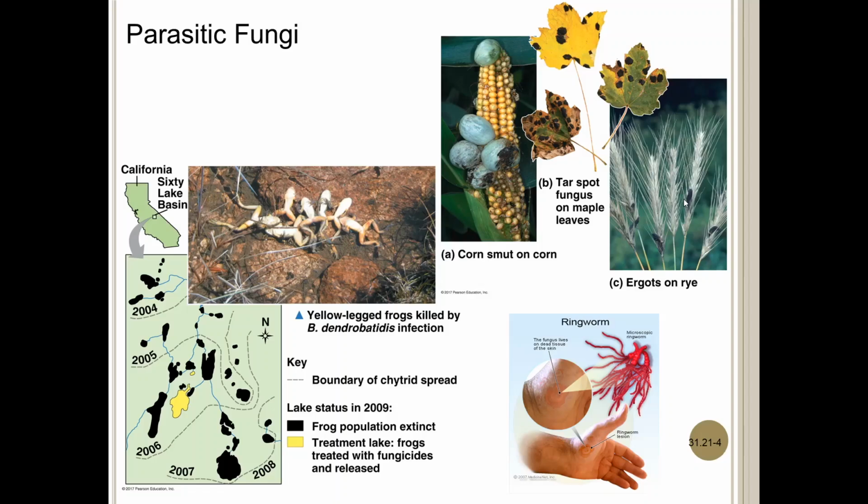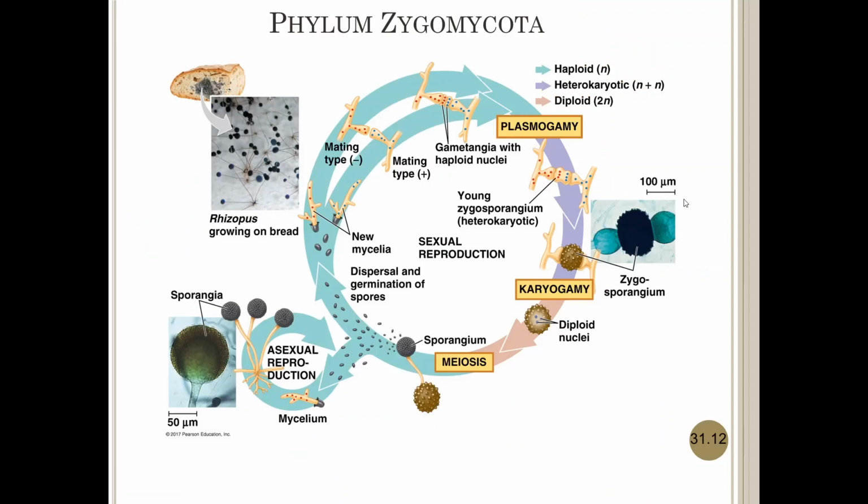Okay, we're going to go ahead and look at the phylum Zygomycota first. These are commonly referred to as zygomycetes, but the true phylum name is Zygomycota. So if I ask you to give me the name of the phylum, that's what I would be looking for: Zygomycota. These tend to be very fast-growing molds. They can be parasitic and they can be symbiotic depending on what they're on.